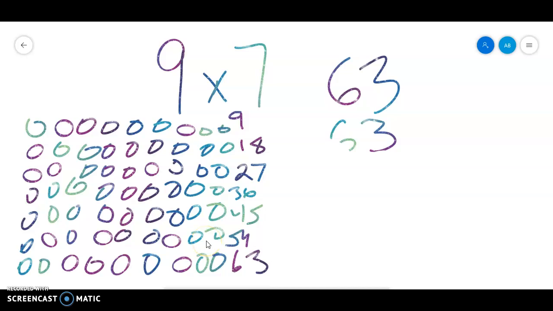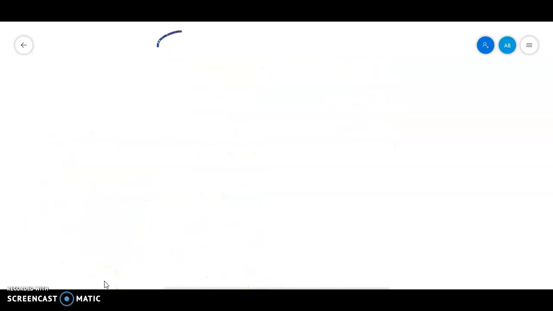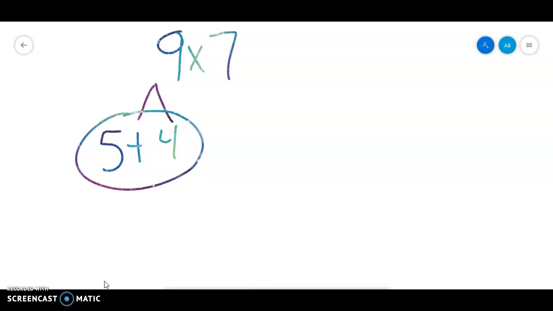Now, let me show you how I solved this answer. Okay, so we have 9 times 7. How I solved this was breaking my 9 into 5 plus 4. This equals 9. So then I know that I need to multiply these by 7. To make this seem a little bit more simple, I can write it like this.